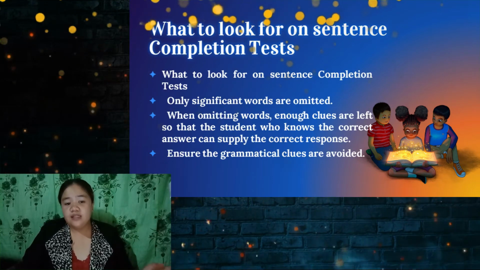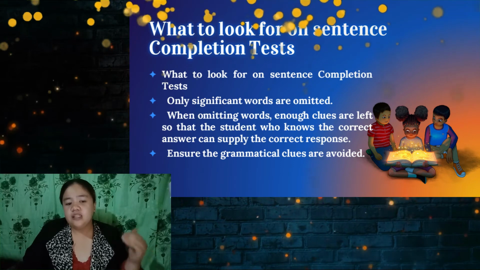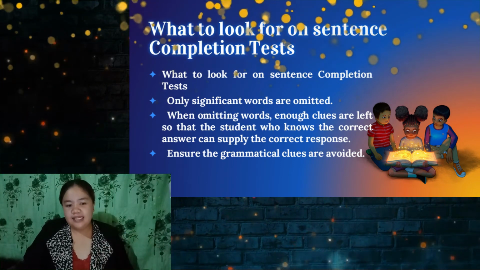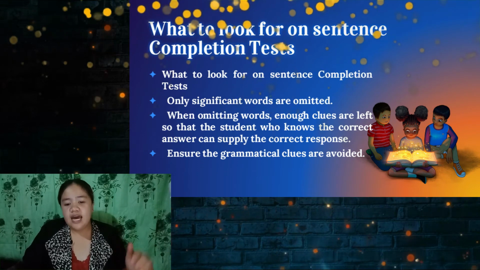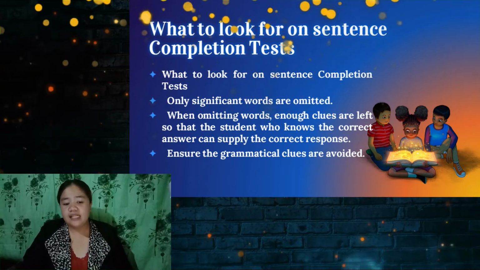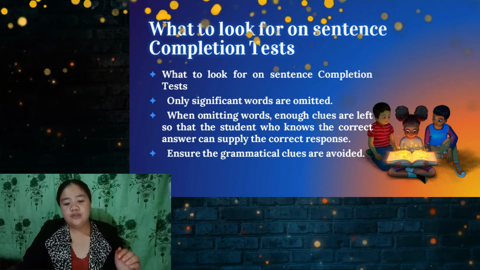What to look for on sentence completion test. Only significant words are omitted. When omitting words, enough clues are left so that the student who knows the correct answer can supply the correct response. Ensure the grammatical clues are provided.